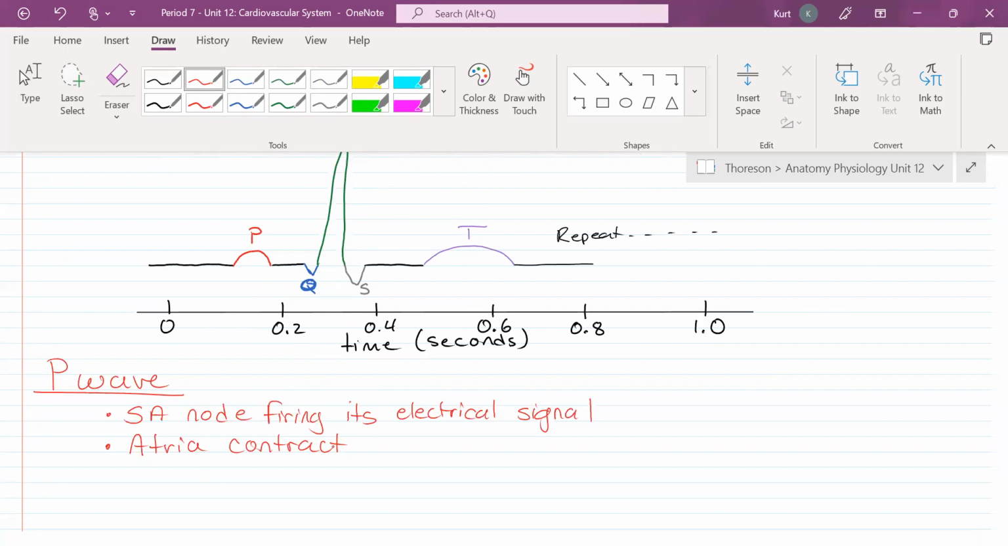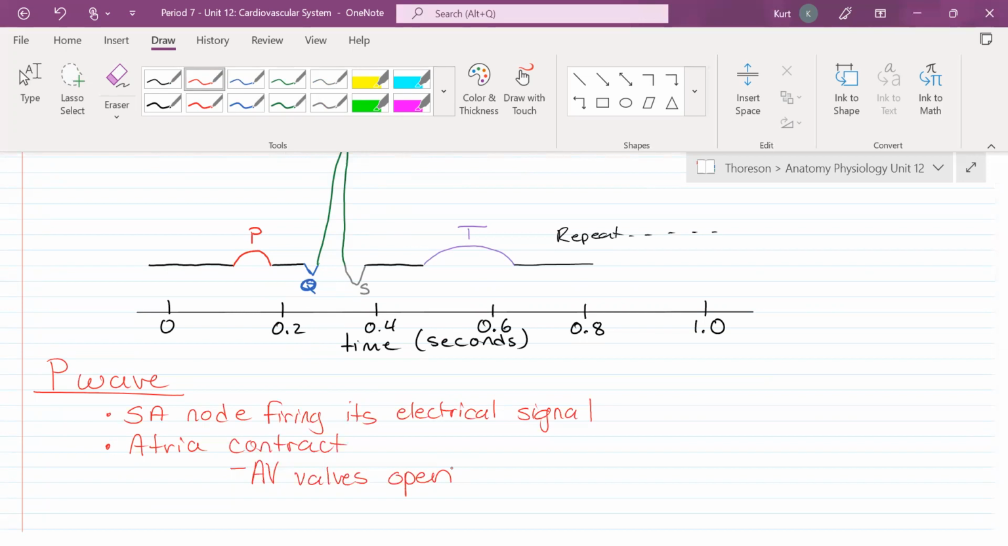Because your atria contract, what valves are opening? Good. AV valves open. Very good. So notice that the P wave really isn't that big when you compare it to the R wave.